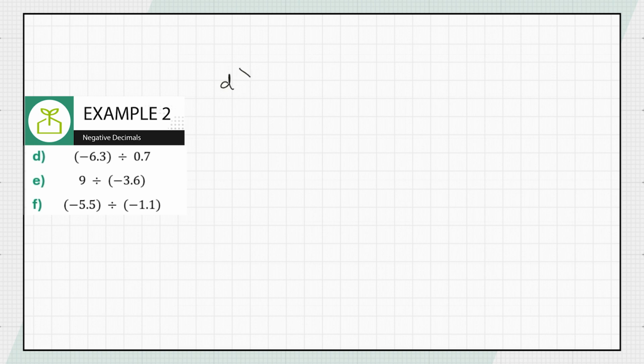Alright, let's get started. So for D, we have minus 6.3 divided by 0.7. So let's first up just consider the sign. We have a negative divided by a positive, which means we'll end up with a negative at the end. Now, we're going to multiply both sides of this division problem by 10, so it will be minus 63 divided by 7. And if you know your multiplication tables, you'll know that 7 goes into 63 9 times, so this is actually minus 9.